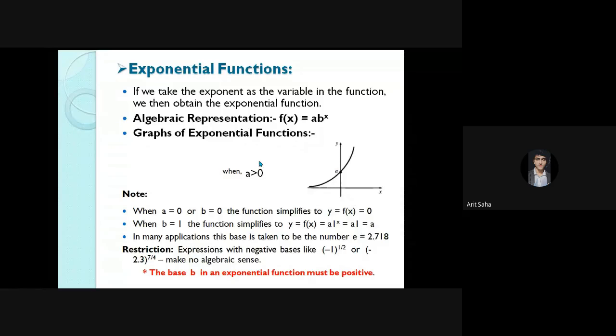In exponential function, we have a restriction. The base must be positive, because if we take a negative value of b, and in case of a rational power like half or 7/4, it will not make any algebraic sense but create a complex number. So we have to avoid negative values of b. This is the only restriction in exponential function.